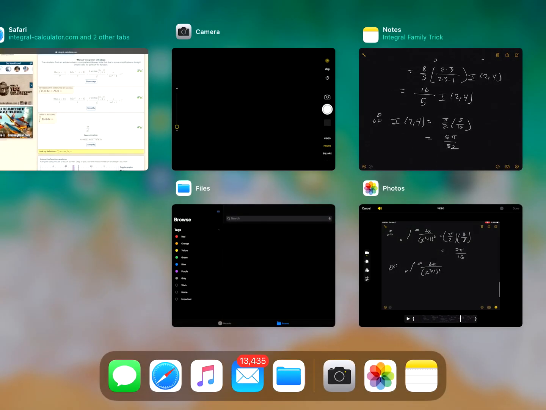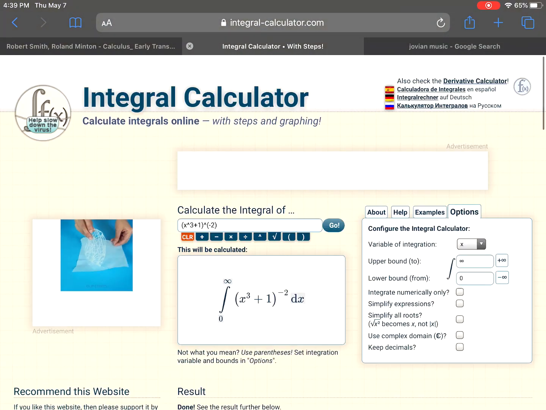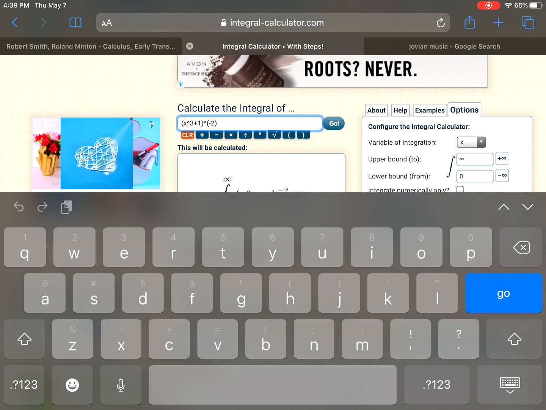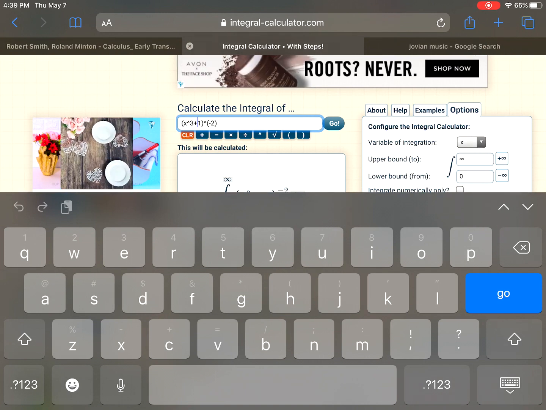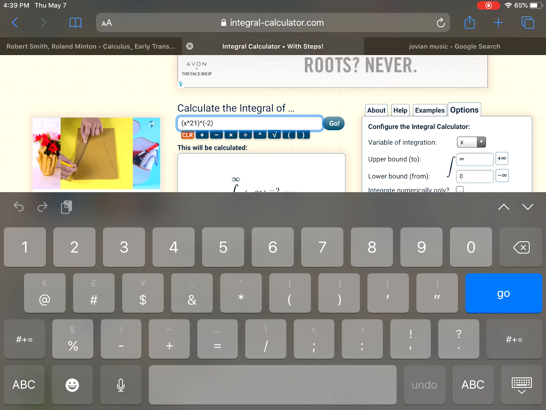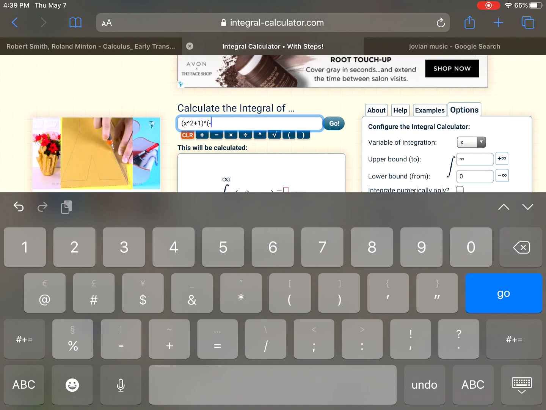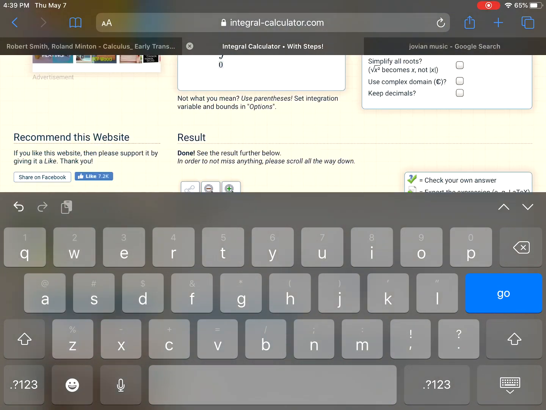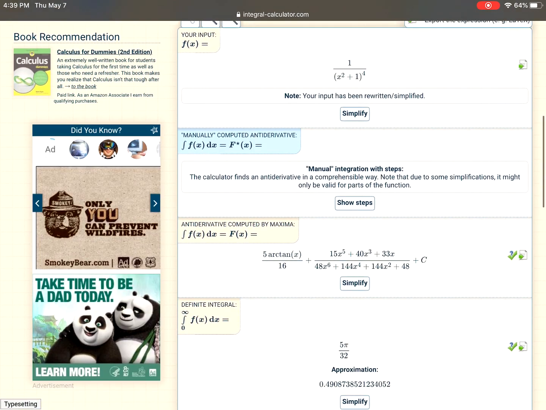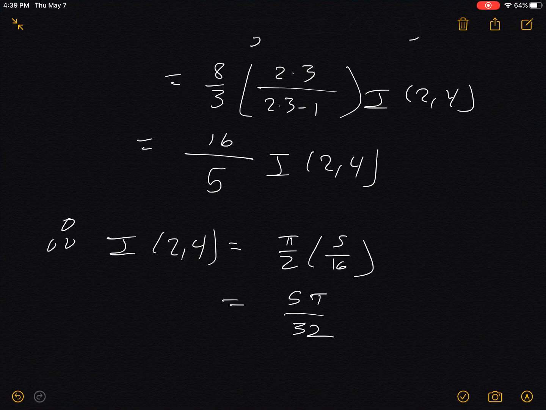And just to make sure, I'm going to check this using the handy integral calculator site. I was actually kind of messing around with it with the cubed version. Let me just do it again for the fourth power. Okay, you get 5 pi over 32.